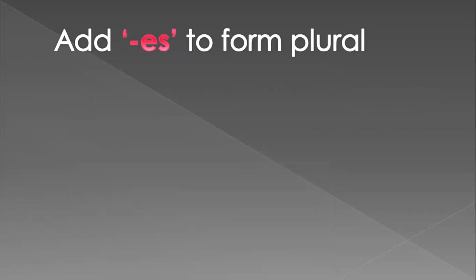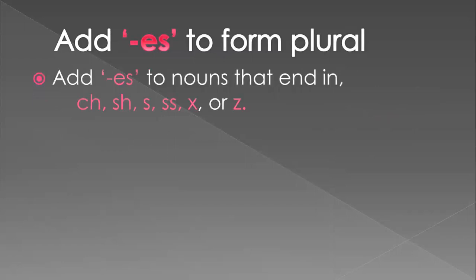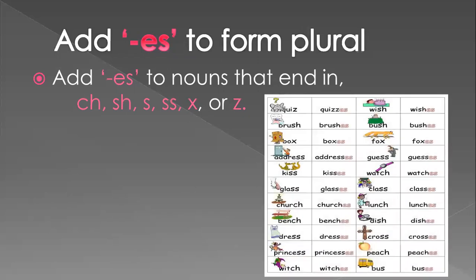Next, add es to form plural. Nouns that end in ch, sh, s, double s, x, or z are different in pluralizing compared to the first rule. These nouns which end in ch, sh, double s, x, or z are pluralized by adding es to the end. The table on your right will give you a clear-cut idea in which cases you should add es to form the plural of the given singular noun.